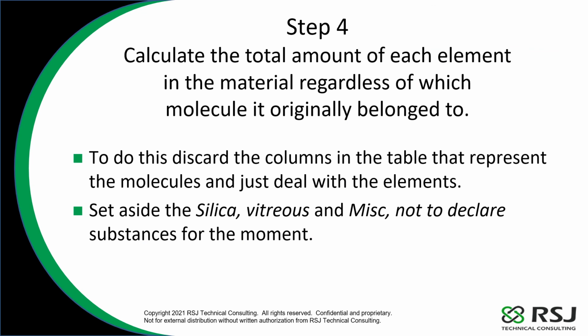Next, you're going to calculate the total amount of each element in the material no matter where it came from. So add up all your oxygens, add up all your carbons, add up all your hydrogens. Now we had in our material some silica, vitreous, and some miscellaneous not to declare. These percentages are automatically going to end up in the pseudo substance because silica vitreous is essentially glass at its most basic level, and the miscellaneous not to declare there's nothing we can do with because we don't know what it actually is. So we're going to throw it in the pseudo substance.